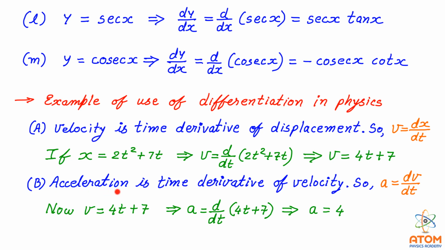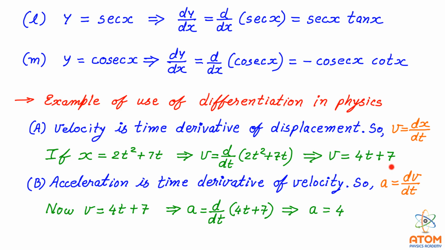Again, acceleration is a time derivative of velocity. We know that acceleration is equal to change of velocity upon time. That means acceleration a is equal to delta v upon delta t. So you can also write acceleration a is equal to dv by dt. Here it is, a is equal to dv by dt. That means acceleration is differentiation of velocity with respect to time.